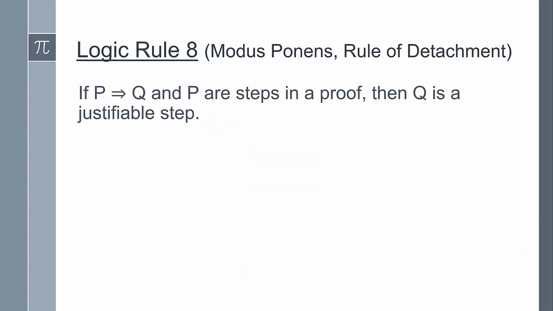The next rule is logic rule 8, which is known as modus ponens, or the rule of detachment. It's the following rule. If P implies Q and P are steps in a proof, then Q is a justifiable step. This rule is used so often, it's pretty much the definition of what we mean by implication. We've shown that P implies Q, and so if we have the statement P being valid, then we can assume Q.